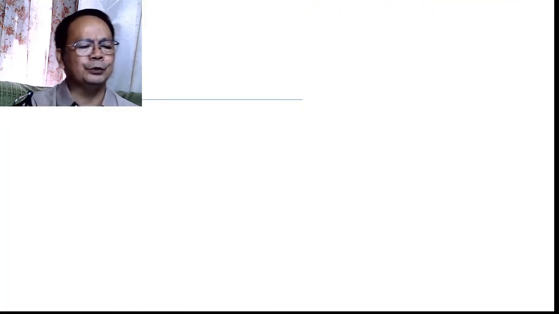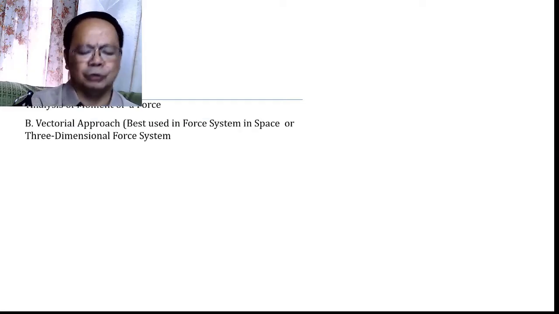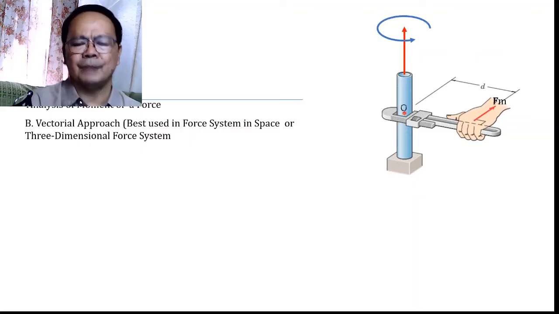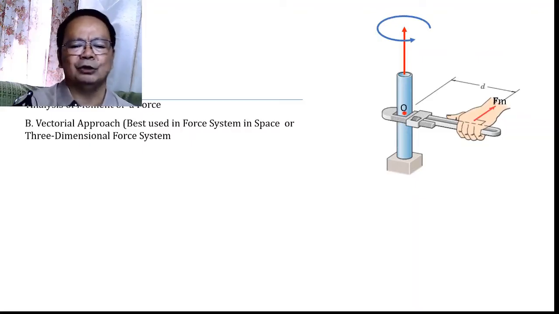So how do we compute for the analysis of the force, the magnitude? If we are to use the vectorial approach, which is normally used and best used when our force system is in 3 dimensions, or a force system in space. Okay, let us go back to this illustration and imagine that we have this representation of the force acting on a wrench whose tendency is to rotate the pipe about O.